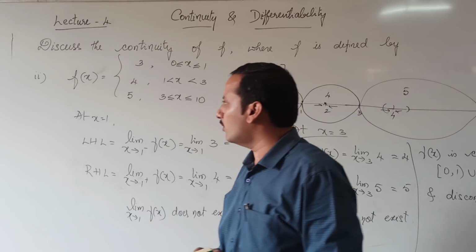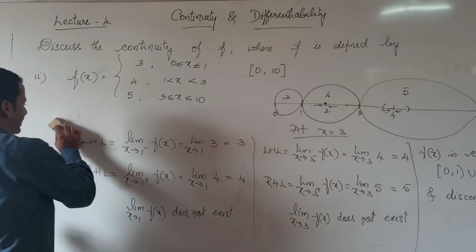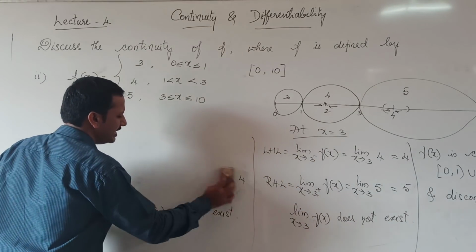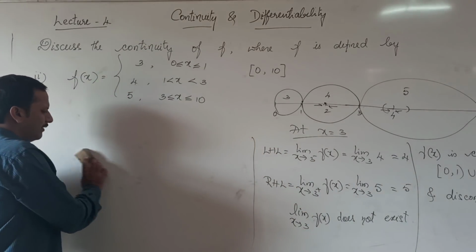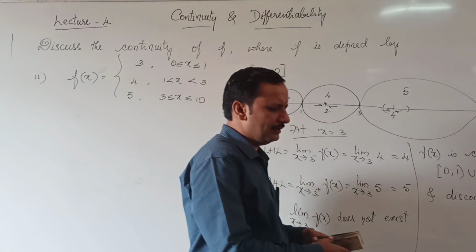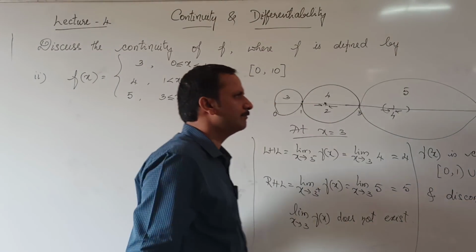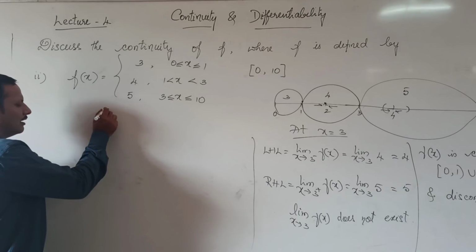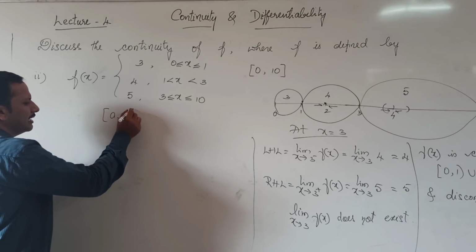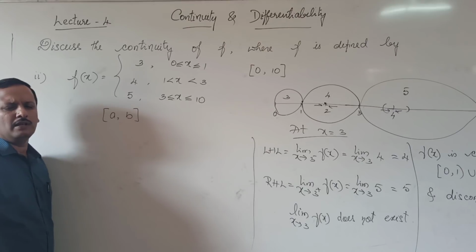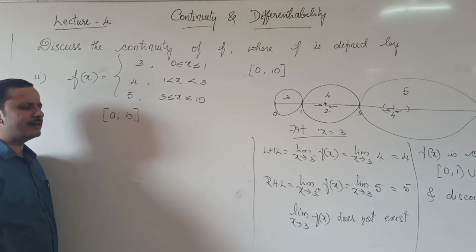I'll explain what happens at 0 and at 10. See, when the function is defined in a closed interval, first I will give a general example, then I will come to this particular problem. Let us say function is defined in a closed interval A.